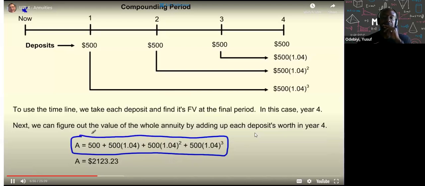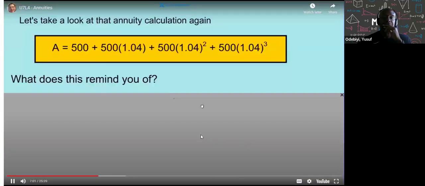What type of series is this? Well, I guess we can ask ourselves, is it arithmetic or geometric? It's not arithmetic because, remember, arithmetic meant that between the two, well, you know what? Let's just play the video and go through the explanation.